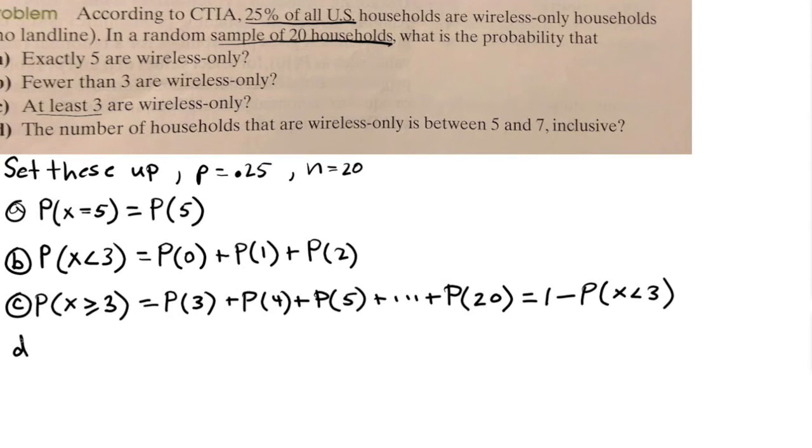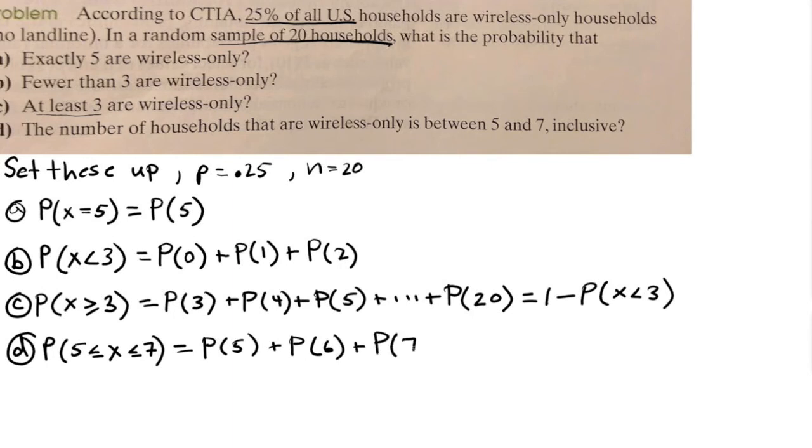And then the last one here, D, the number of households that are wireless only is between 5 and 7 inclusive. So that means that X is greater than or equal to 5 and less than or equal to 7. So what do we need here? We just need P of 5 plus P of 6 plus P of 7. Now I'm going to see if I can get my calculator working here again.